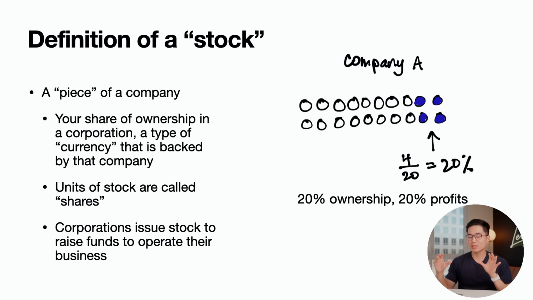Now, that doesn't necessarily mean that you're going to get paid out 20% of the profits. Some companies are more dividend focused and they will pay out a big share of their profits. But most companies, rather than paying those profits out to their investors, are going to reinvest it into the business. Basically, you're making money because the company does well and then the share price goes up. And the share price is really based on the earnings, the performance, as well as the sentiment in the market.